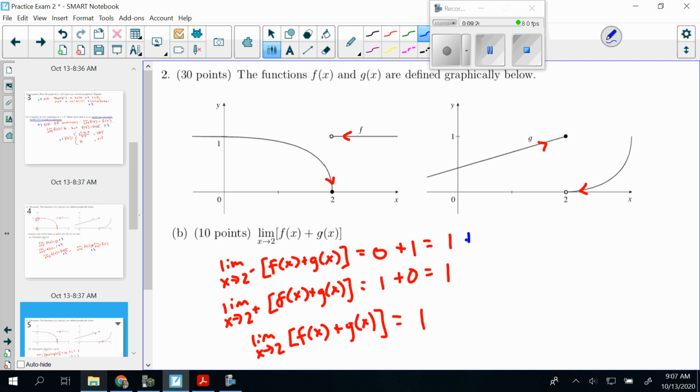This one, 3 points for each the left and right limit, and then 4 points for the answer of saying 1.